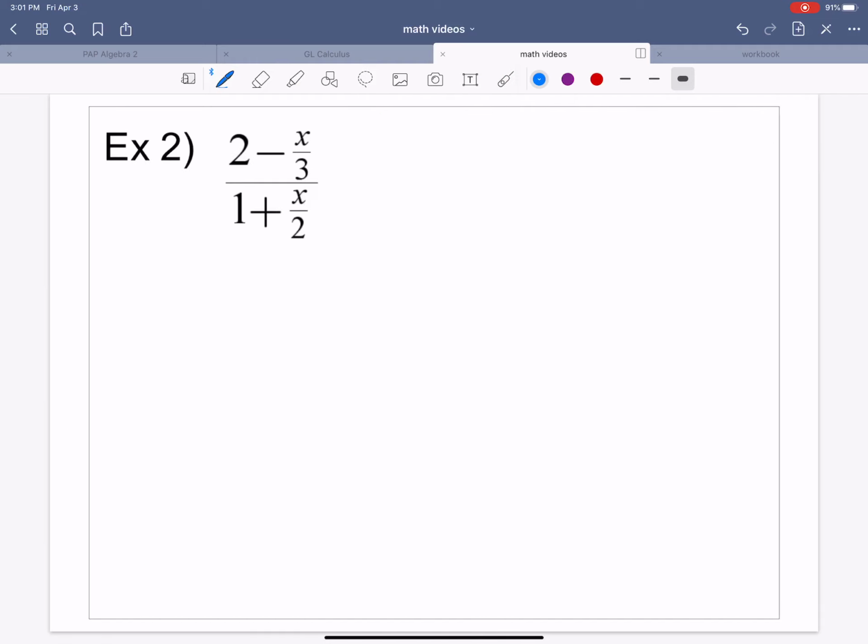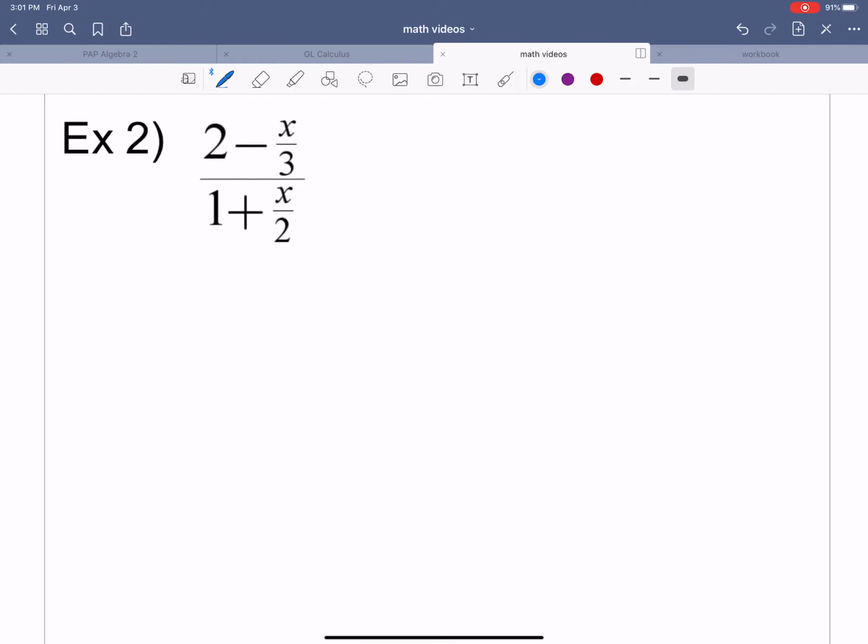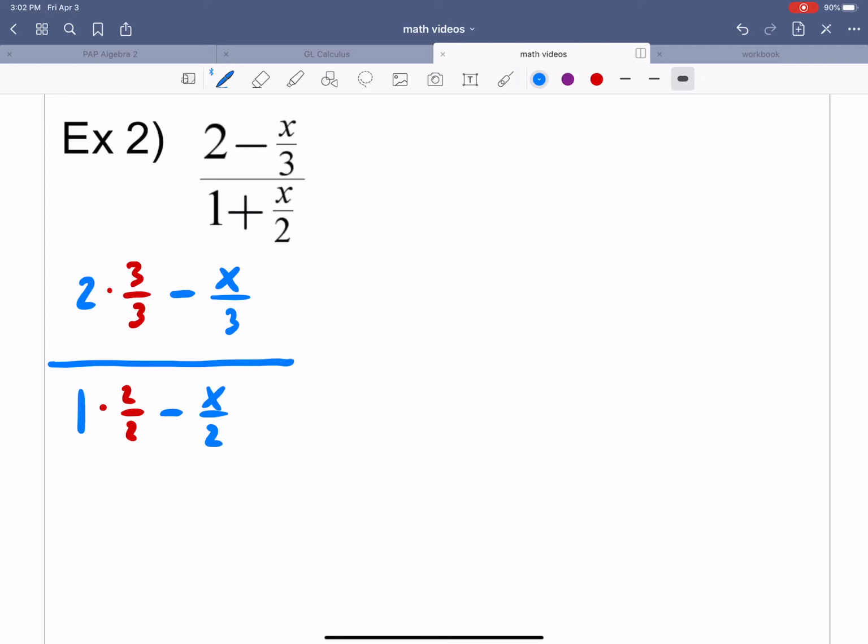Moving on, number 2. Okay, here we have to do some work on the top and the bottom. We've got to get the top to be one fraction and the bottom to be one fraction. So here we go. On the top, my LCD is 3. So I'm going to take that 2 and multiply that by 3 over 3. And I'm going to leave the x over 3 alone. And then on the bottom, my LCD is going to be 2. So I'm going to take 1 and multiply it by 2 over 2 and leave the x over 2 alone.